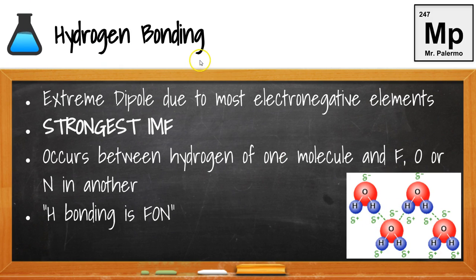Hydrogen bonding is the only one you're responsible for on the Regents exam. A good way to remember this is that hydrogen bonding is FON. So H bonding, H for hydrogen, is FON, and these are your three elements, F, O, or N. In the case of water, it satisfies that. It has H, and it has O in the neighboring molecule. Another example would be hydrogen fluoride, HF, another substance that has hydrogen bonding.